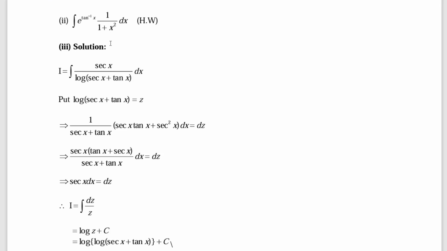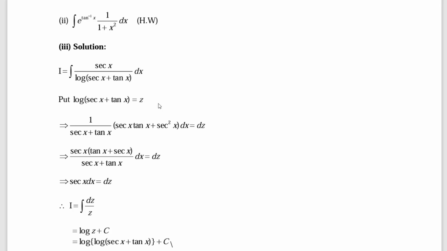Now let us start number 3, which is integration of sec x divided by log of sec x plus tan x dx. Now as we have to assume z, which part should we consider as z? The log part, right? Since according to our LIATE, log comes first and also the logarithm part is present here. So let us consider this log of sec x plus tan x equal to our z. Now if we differentiate, we know differentiation of log x gives us 1 by x. So differentiation of this gives us 1 divided by sec x plus tan x, and according to our chain rule, the derivative of sec x plus tan x gives us sec x tan x plus sec square x.